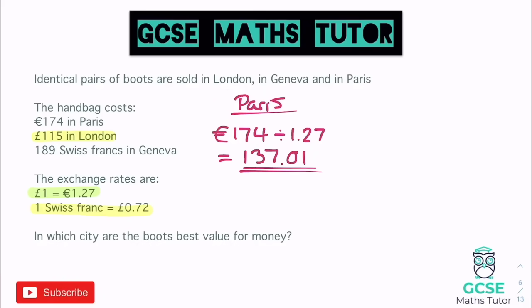Now we can already see that that's not better off than buying it in London, so we can also almost forget about that one now. And now we're going to have a look at Geneva. There we go, so in Geneva, let's have a look. The cost at the moment is 189 Swiss francs.